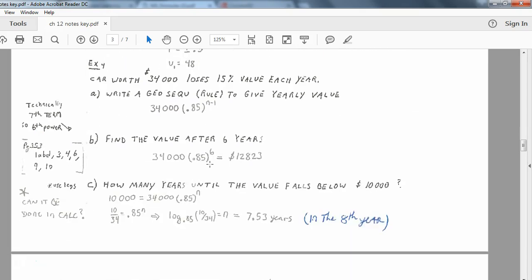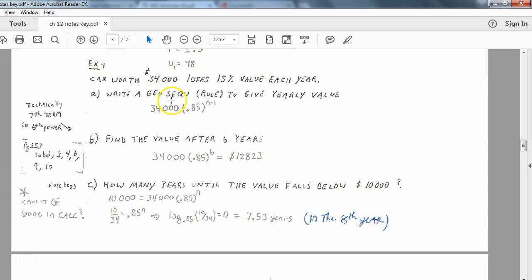A couple word problems that we're going to have to be able to deal with when we do geometric sequences. So take a look at this one. We have a car worth $34,000, brand new. However, over time, it's going to lose 15% of its value every year.